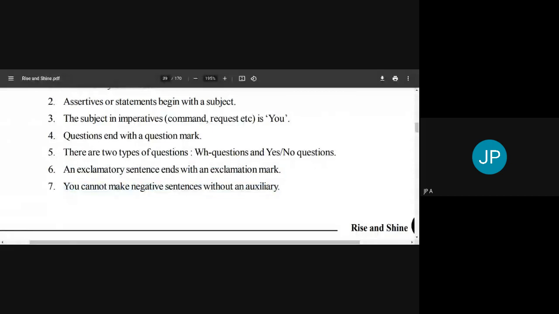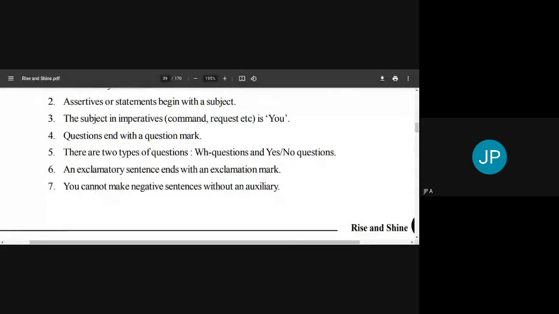So these are the things that we have learned today. We have learned that there are four different types of sentences. What is the fun in using four different types of sentences? Because in different situations we require different kinds of sentences. So language is a social phenomenon. In different social situations you have to use different kinds of sentences.